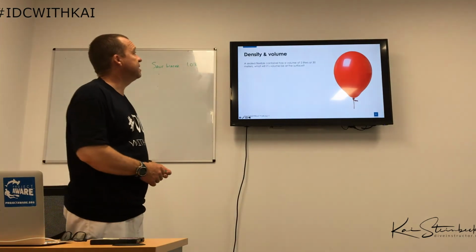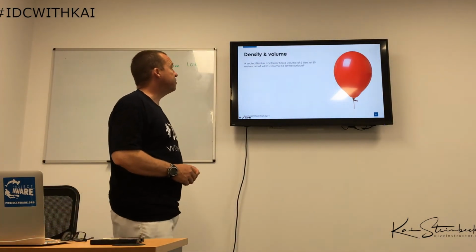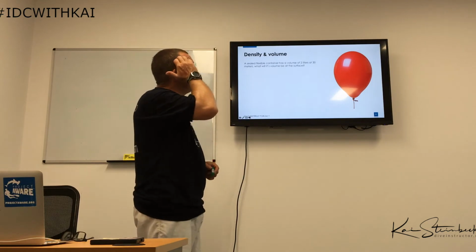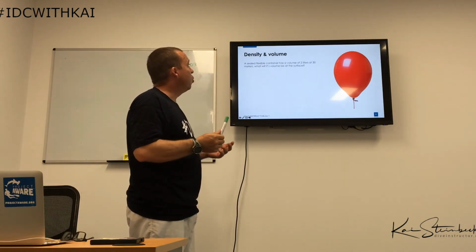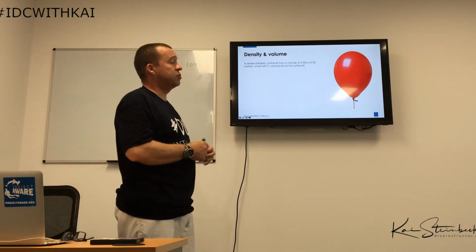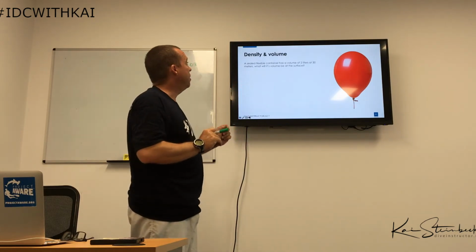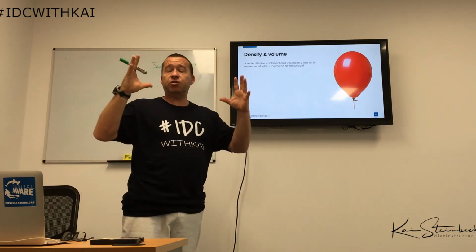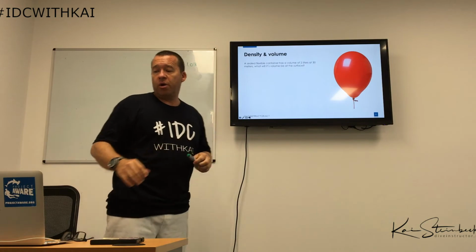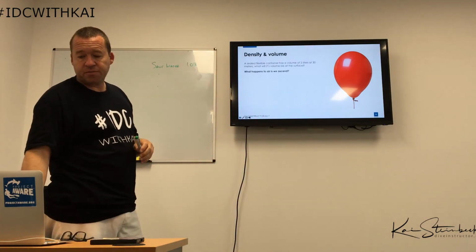Alright, let's have a look at density and volume. A sealed flexible container has a volume of 2 liters at 30 meters. What will its volume be at the surface? So I have the balloon and I am at 30 meters and it's got 2 liters of volume. What happens when I bring it to the surface?